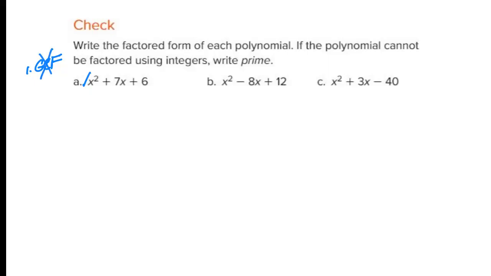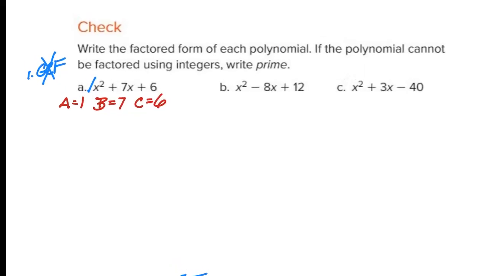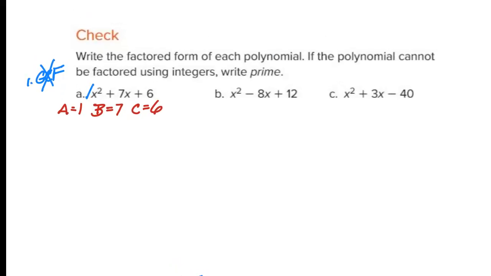This is a trinomial, okay? So we are going to set it up using the x part of the x box. First of all, you could start by saying a equals 1, b equals 7, and c is equal to 6. So I would go ahead and state those. Now, you might not have to do that every single time, but I want you to know where I'm getting these values from.